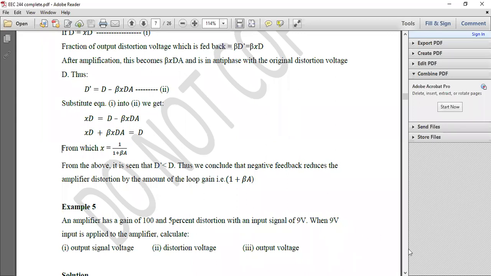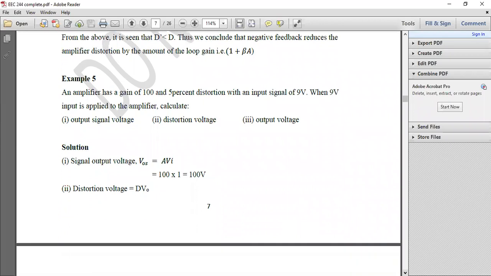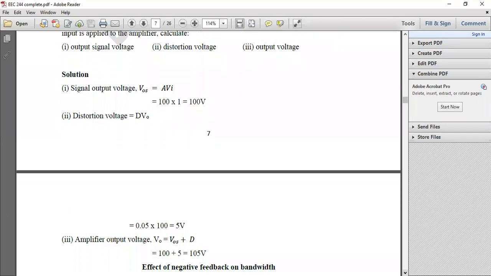Okay, we want to look at another example now, example 5. Not sure whether we have handled this example 5 before. Let's look at it again. An amplifier has a gain of 100 and 5% distortion with an input signal of 9 volts. When 9 volts input is applied to the amplifier, calculate 1. Output signal voltage, 2. Distortion voltage, and 3. Output voltage.